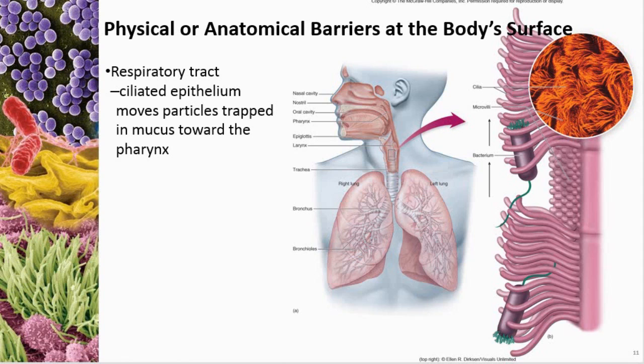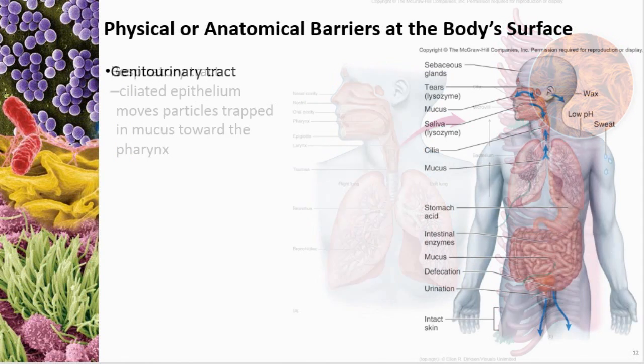So the three places that I know of that we have cilia are in your respiratory tract. Females have them in the fallopian tubes, and then we also have them in the ventricles of our brains. And they are not always for the same purpose. It's always for moving something, but in this case, we're talking about these physical barriers.